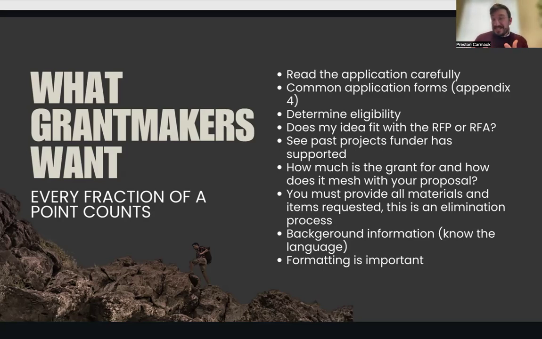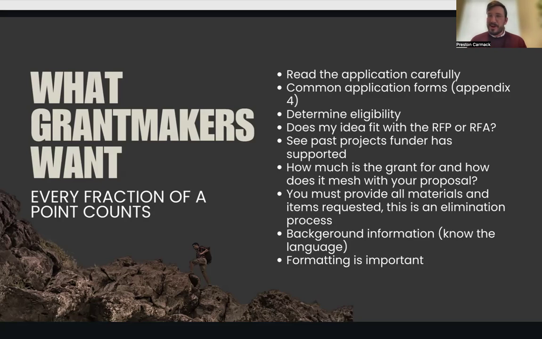So, because of that, it's really important to make sure that you have all the materials that were requested, all the items, and that you're checking that off your checklist and you're doing your due diligence, because somebody else on the other end isn't going to do that for you in most cases.